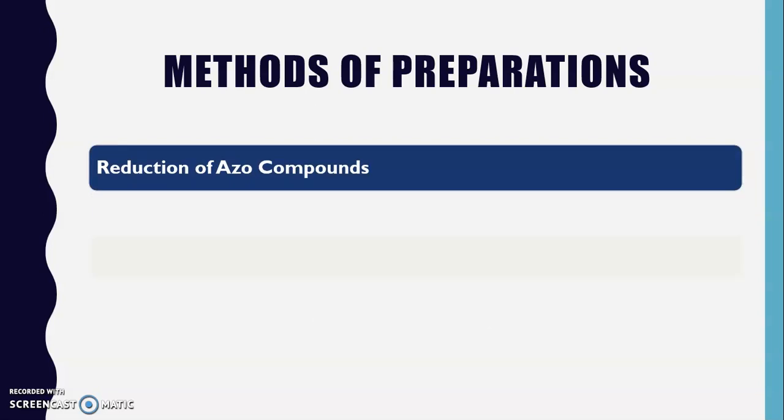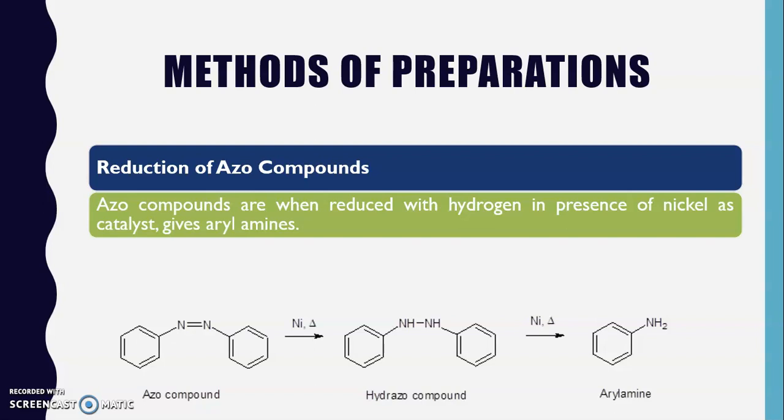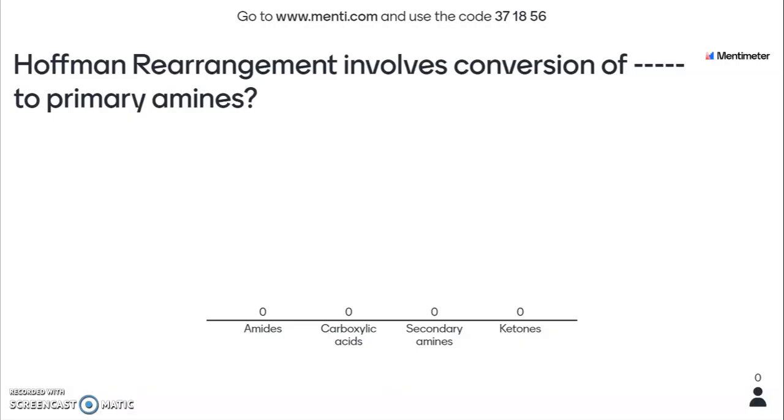Then the last method is from the reduction of azo compounds. Azo compounds, when reduced with hydrogen in the presence of nickel as a catalyst, give aryl amines. This is quite similar to the nitro compounds. Azo compounds, that means N double bond N, on reduction with nickel are first converted into hydrazo compounds, and these hydrazo compounds on further reduction with nickel are converted into aryl amines. So 2 moles of aryl amines are generated by using this method. So these are the various methods that are used for the preparation of aromatic amines.